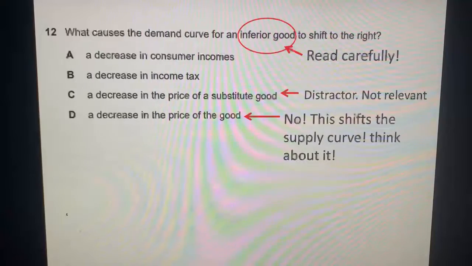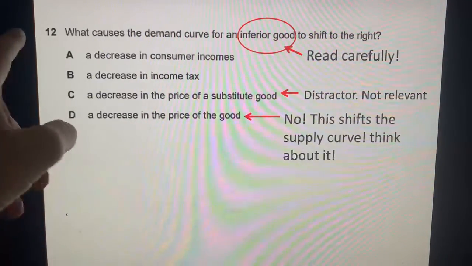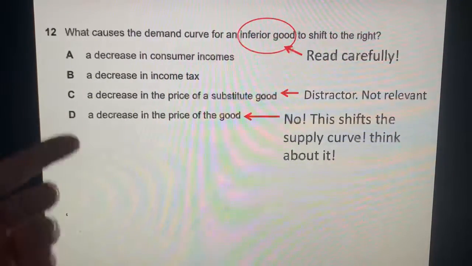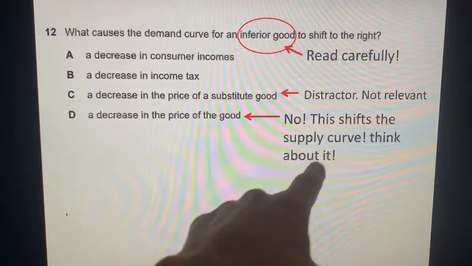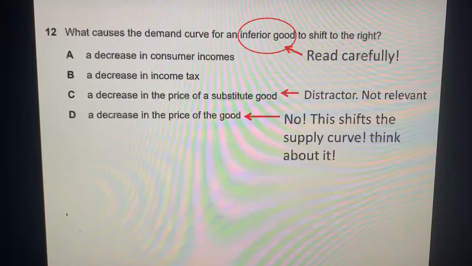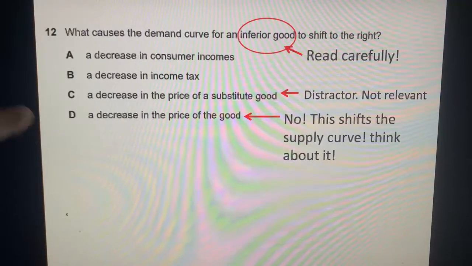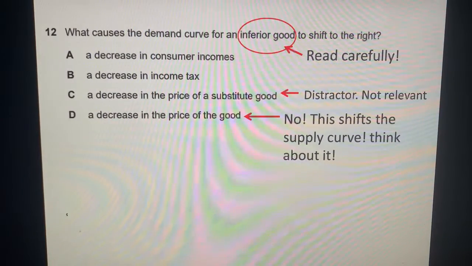Substitutes and complements, these concepts are not really relevant for inferior goods. So not C. D, a decrease in the price of the good. Remember, that's shifting the supply curve. And it's an inferior good, so I'm not sure. But look, A is the best answer. Just be careful, right?